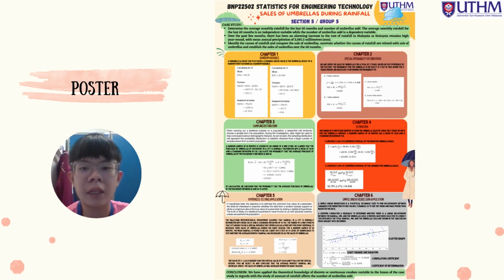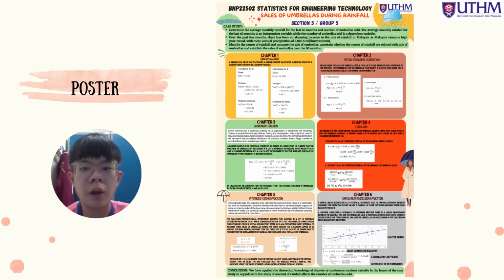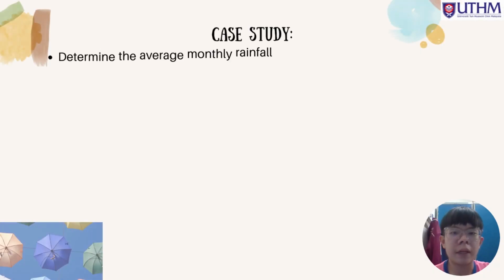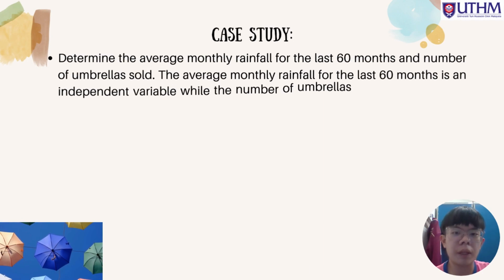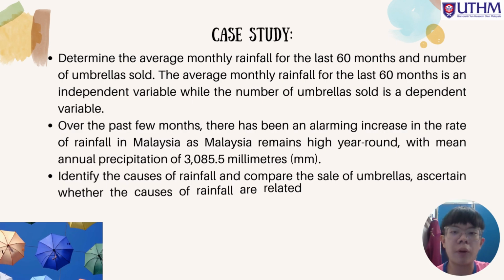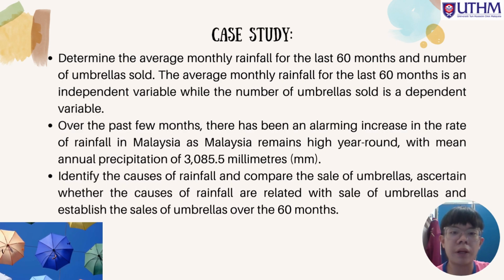Now I will be presenting the poster for our group project with the title of Sales of Umbrella During Rainfall. The case study for our group project is to determine the average monthly rainfall for the last 60 months and number of umbrellas sold. The average monthly rainfall for the last 60 months is an independent variable, while the number of umbrellas sold is a dependent variable.